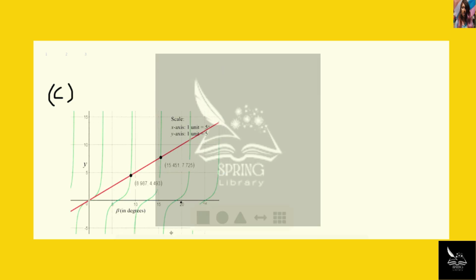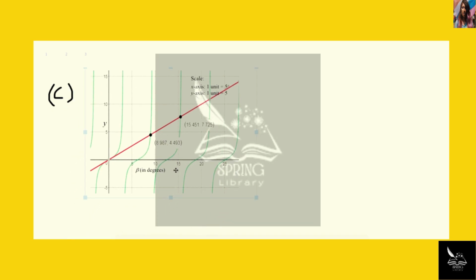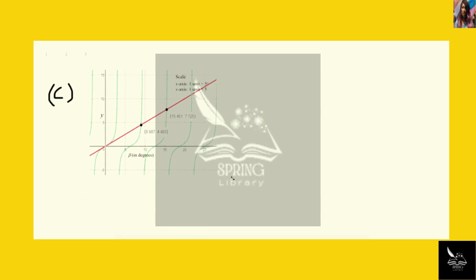Okay, so this is what came out. Let me move this guy just a little bit. Let me move him up. Maybe make it a little bit smaller. Okay, so in this plot, the green line represents the curve for y equals tangent beta over 2, and the red line represents the curve for y equals beta over 2.